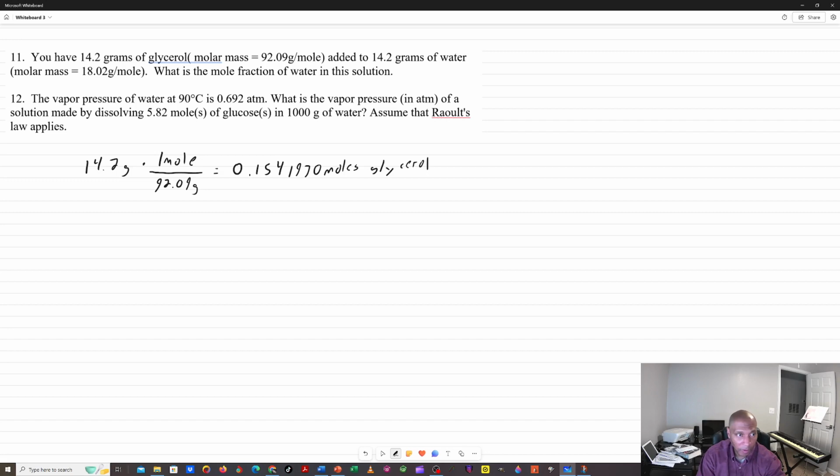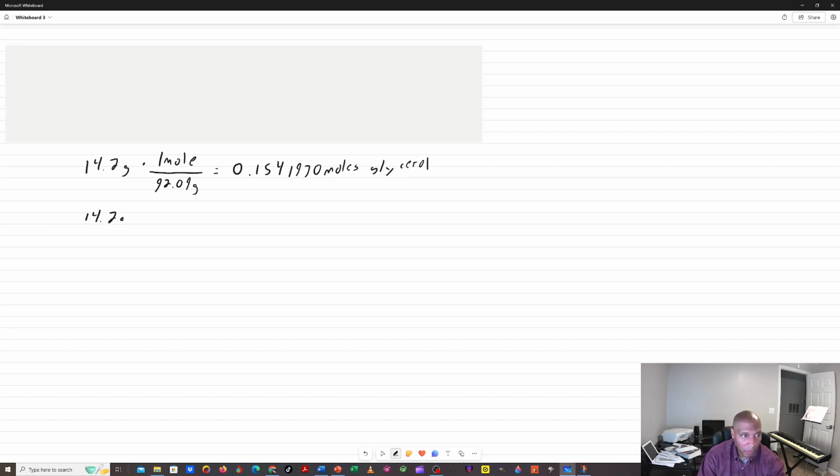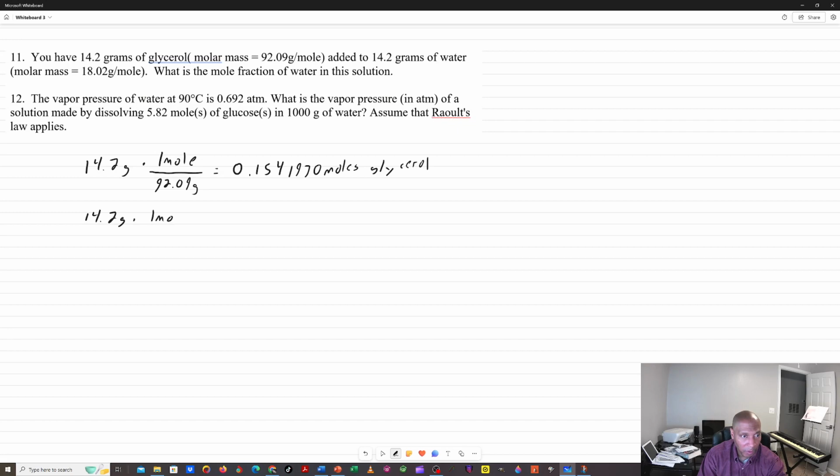And then I'm going to do the same thing for water. 14.2 grams times 1 mole divided by 18.02 grams. 14.2 divided by 18.02. That's going to give me 0.788013 moles of H2O. All right.